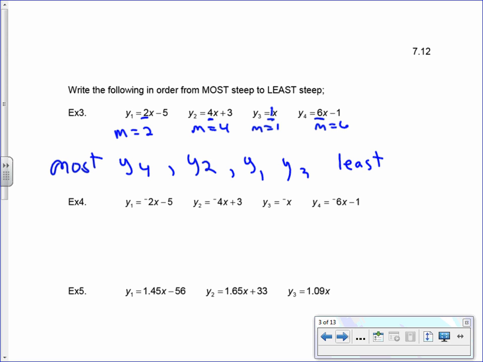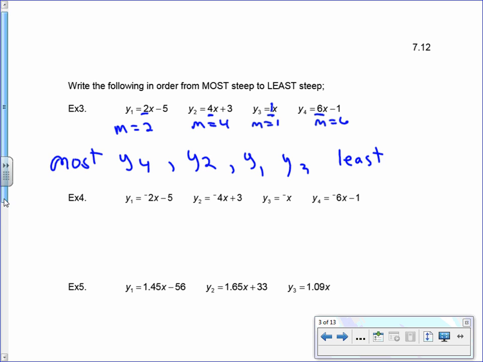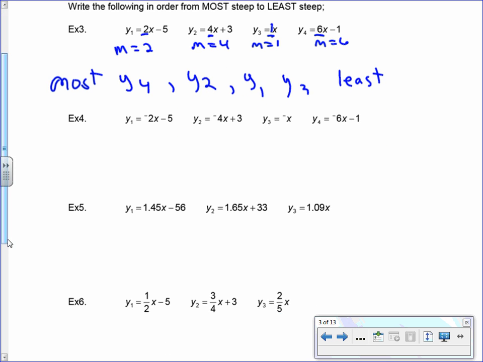Okay? When you look at negative slopes, the negative will tell you that they go downhill. But if you just ignore the negative and only look at the numerical part, the size of the slope, then that's what you're going to use to pick the most steep. And they're going to be exactly the same order, even though the slopes are negative. It'll just be steep going downhill instead of steep going uphill. So the most steep is still y4, then y2, then y1, and then y3.